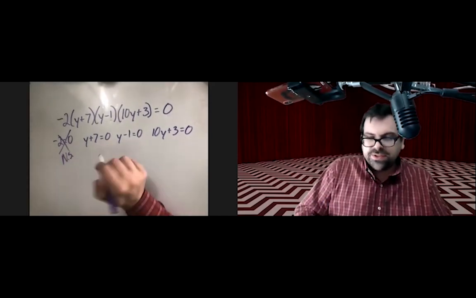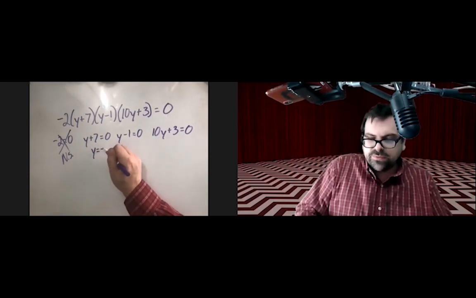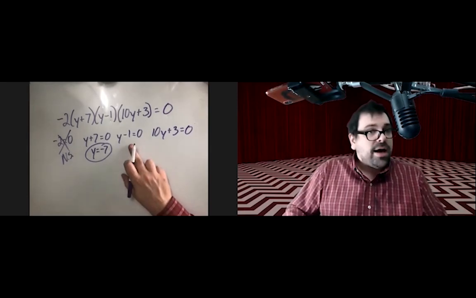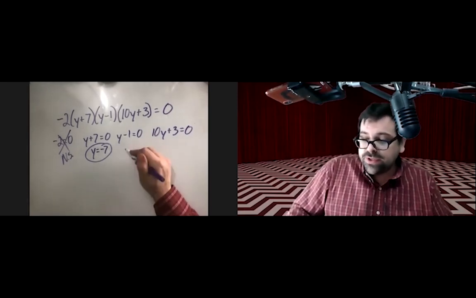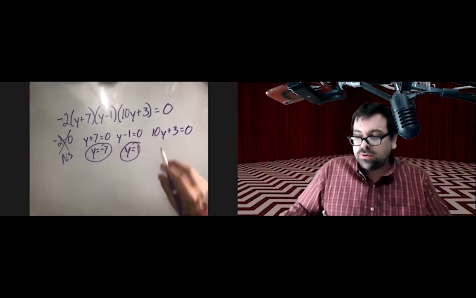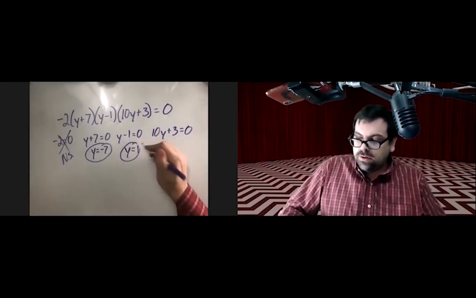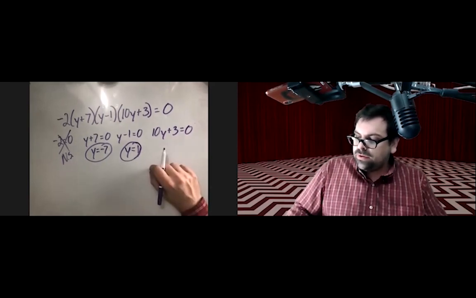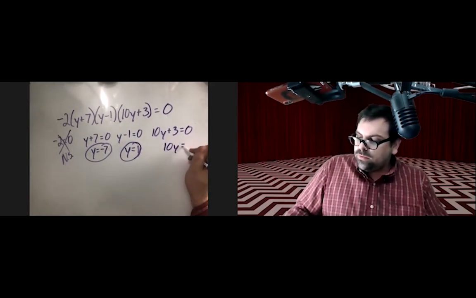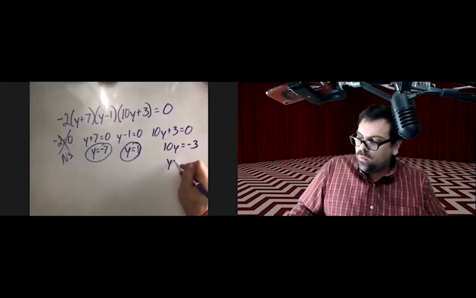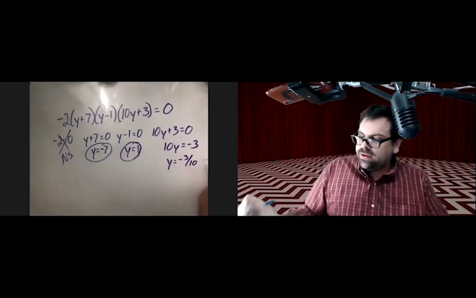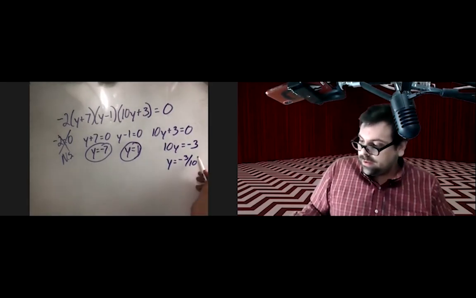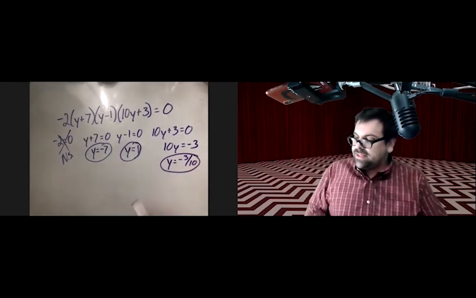y plus 7 equals 0. Subtract 7 from both sides, we get y equals -7. y minus 1 equals 0. Add 1 to both sides, we get y equals +1. 10y plus 3 equals 0. 10y equals negative 3. y equals negative 3 tenths, because I divided both sides by 10.